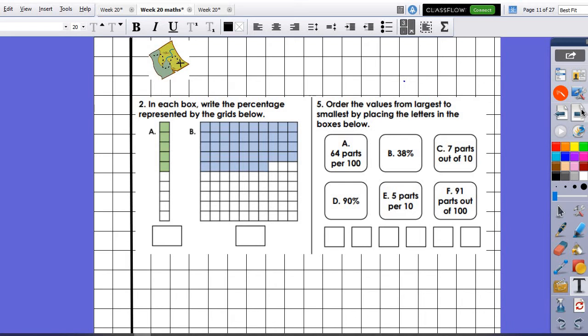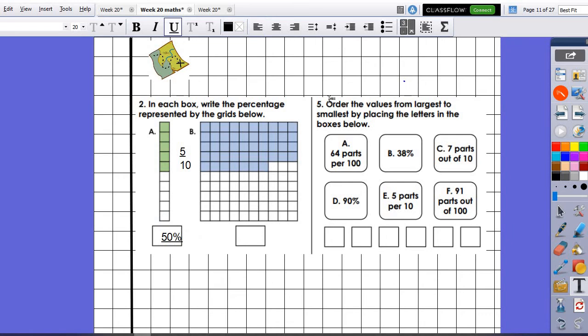In each box, write the percentage represented by the grids below. So again, here we've just got 10, so it's over 10. So 1, 2, 3, 4, 5, 5 over 10. What would that be as a percentage? I know some of you would say, right, 5%. But remember, a percent is over 100. So if you're going to do it that way, you times that by 10, and that by 10. So it is 50%. 50 with a percent sign, 50%.